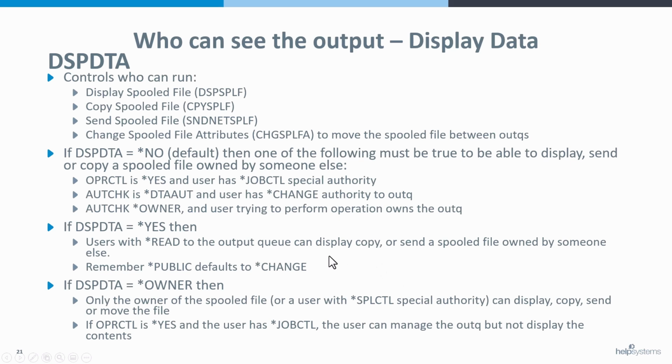If display data is star owner, then only the owner of the spooled file or a user with spool control authority can display, copy, send, or move that file. Even with operator control set to yes, job control will only give the ability to manage the out queue, start and stop a remote writer, or hold the out queue, but will not grant access to display that data.